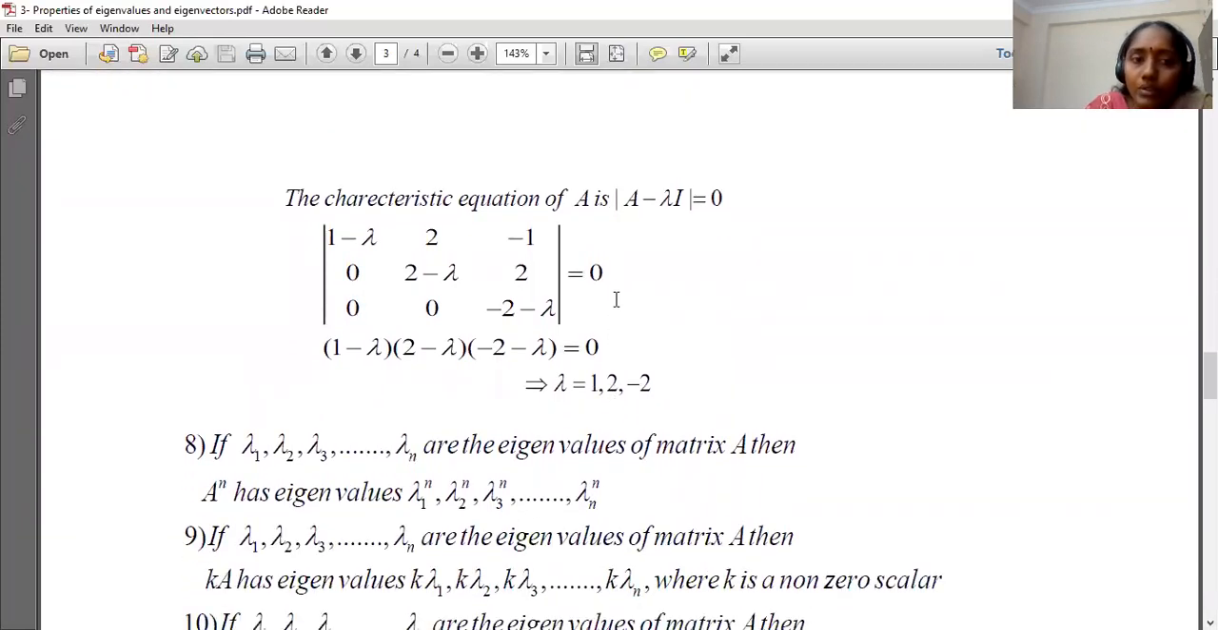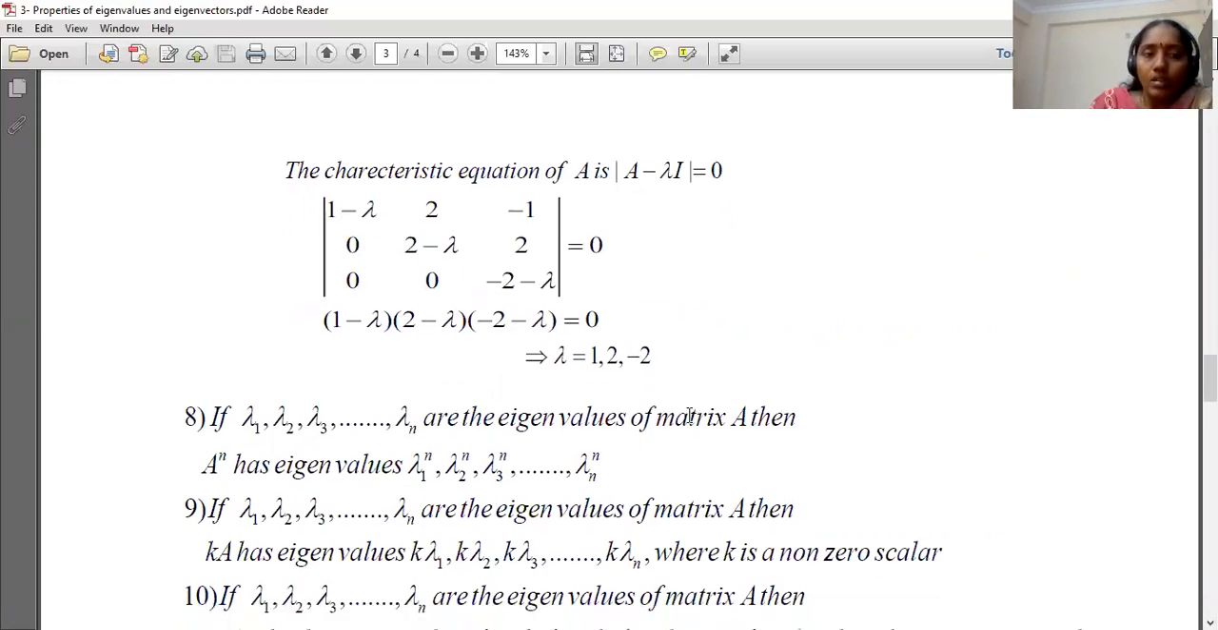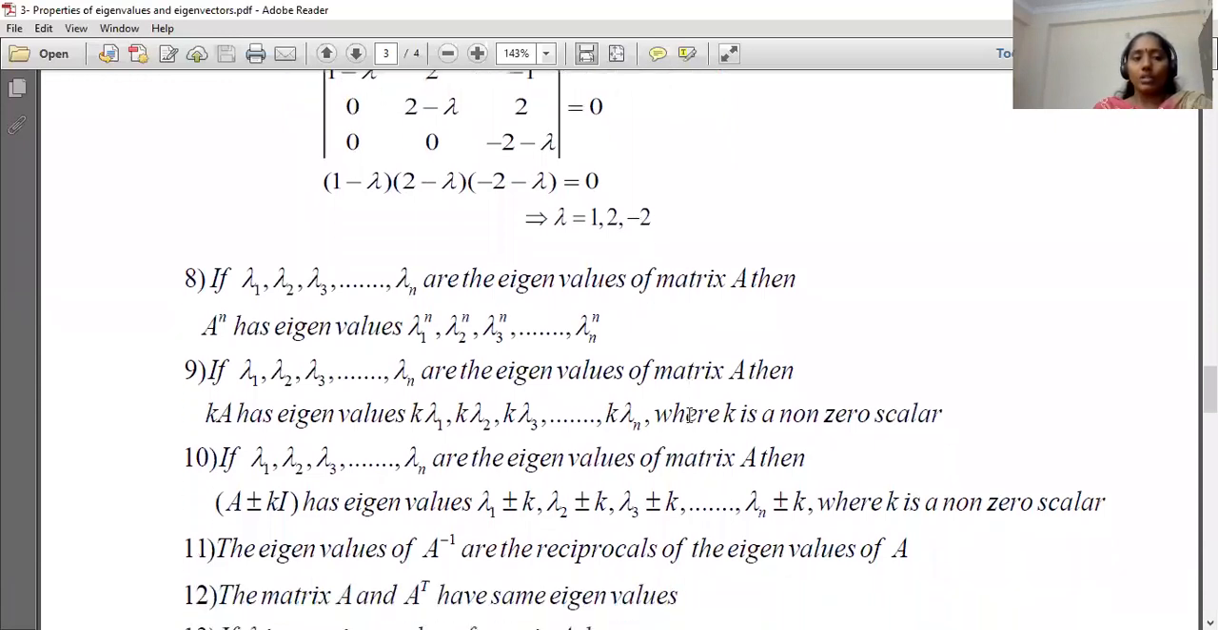Here if you find out using the normal method, the characteristic equation is determinant of A minus lambda I. The determinant of an upper triangular matrix is the product of the diagonal elements, which is 1 minus lambda, 2 minus lambda, into minus 2 minus lambda, which gives 1, 2, minus 2 as the eigenvalues. Okay, and we have some more properties.